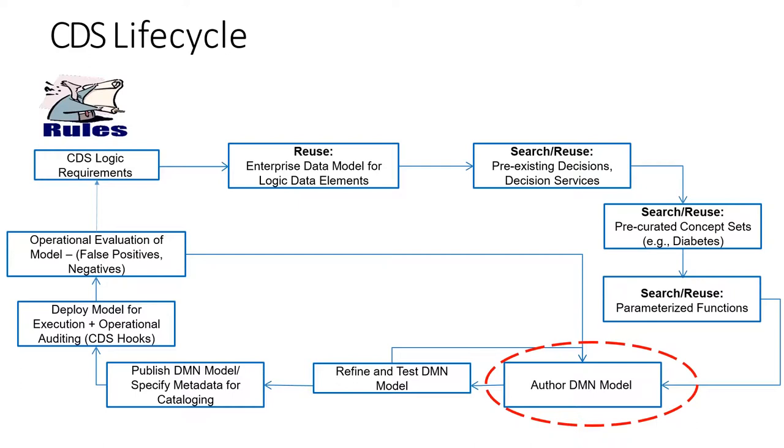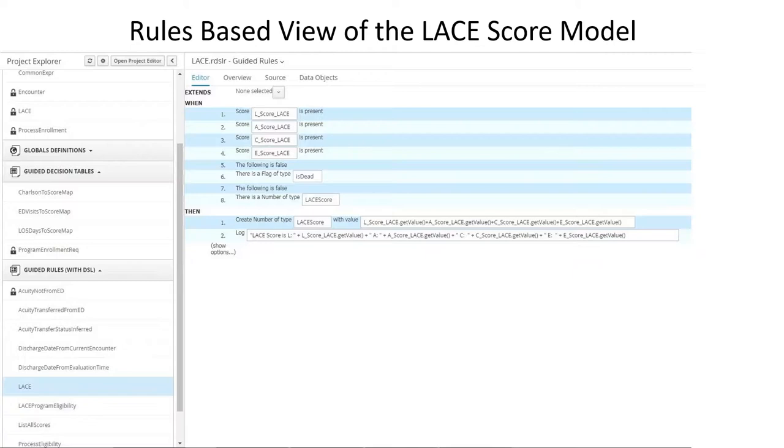Now, before we adopted DMN, we used a rules-based language to capture the LACE model. And as you can see, the LACE model actually is not that simple. What you see is just a top-level rule, which basically sums up four scores: L score LACE, A score LACE, C score LACE, E score LACE. But each of these scores are then computed by other rules, which you see on the left-hand side. There are around four decision tables. There are multiple guided rules, which compute subparts of the model, and so on and so forth.